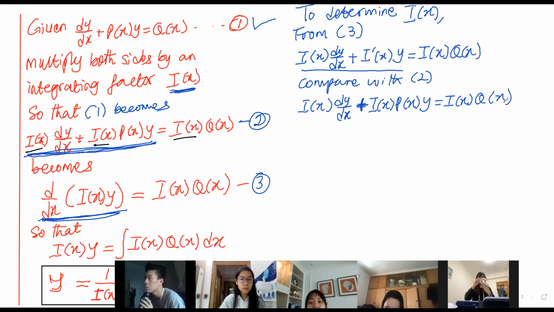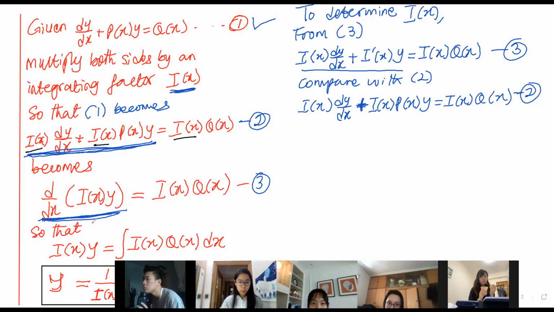Just trying to derive I(x) here. You don't have to worry about it in the future. It's already in your formula booklet as well. I'm just trying to show you how it is derived. Again, we said that we need an integrating factor to multiply both sides so that the left-hand side becomes this. If it must become this, both of them must be the same. That's what we are trying to do, right?